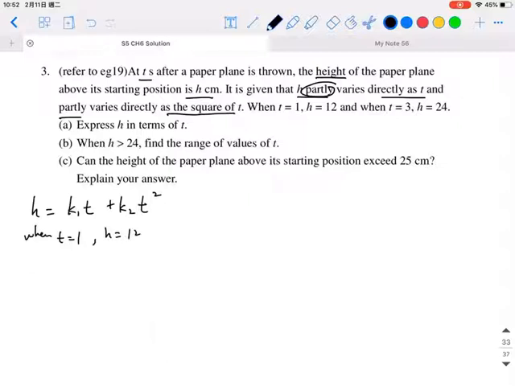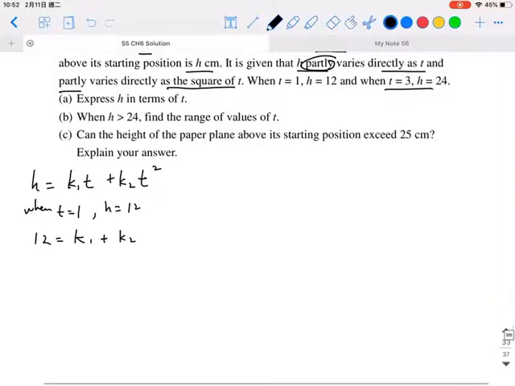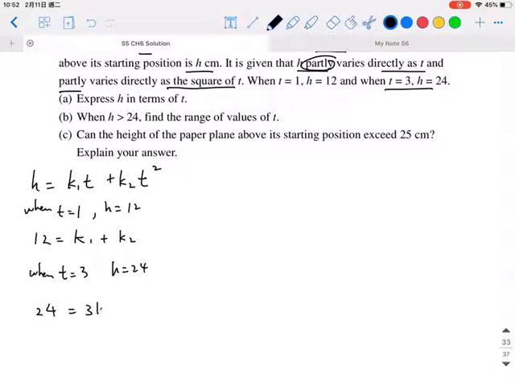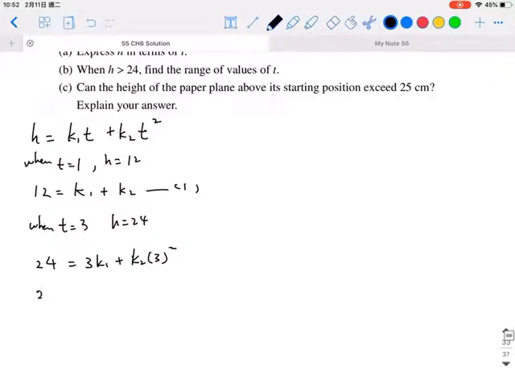So the first equation you can write down is 12 equal to k1 plus k2. And the second part, when t equal to 3, h equal to 24. H equal to 24. So we write down 24 is equal to 3k1 plus k2 times 3 squared. So it's 24 equal to 3k1 plus 9k2.